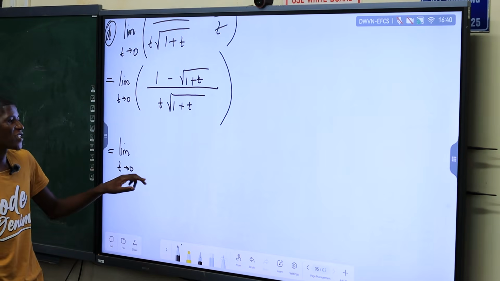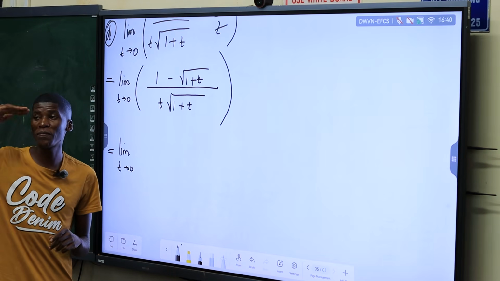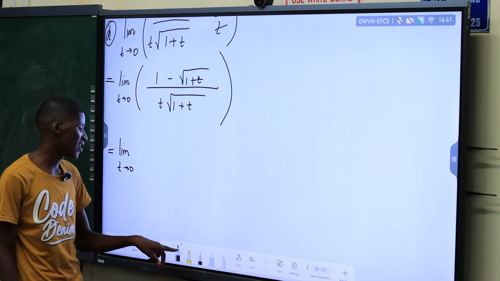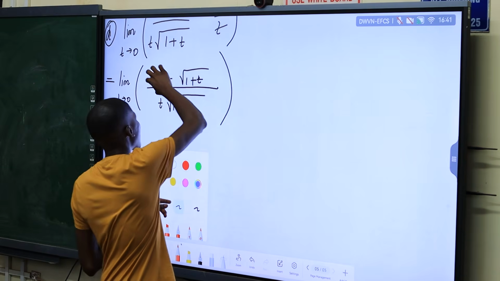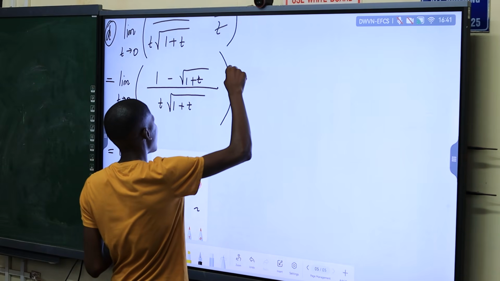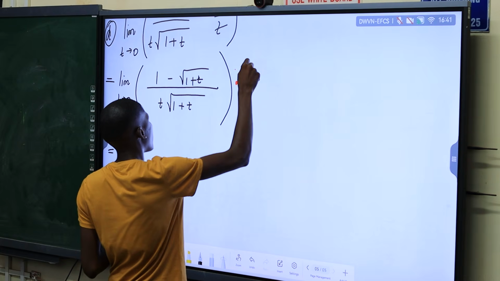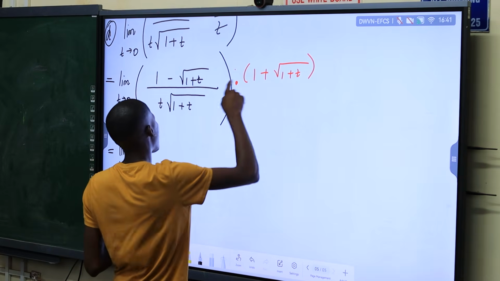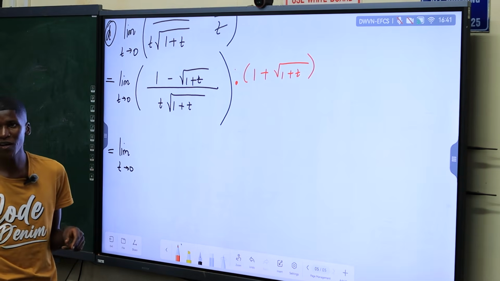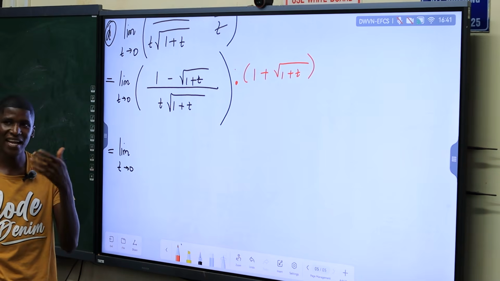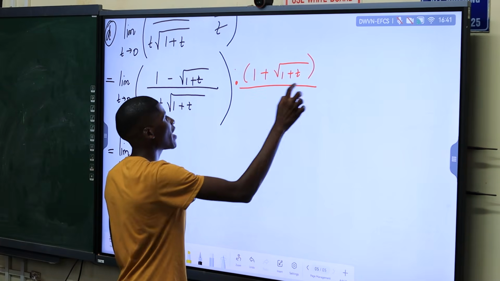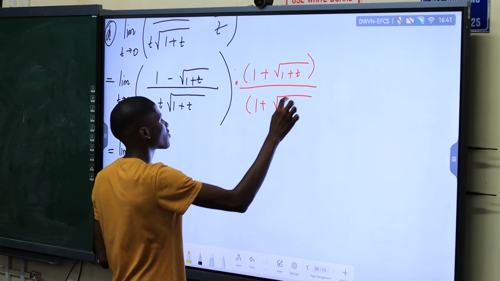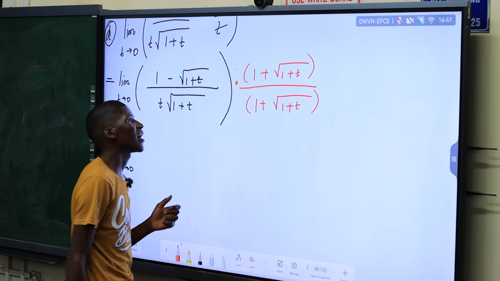For you to get rid of a square root, you rationalize. That means you multiply with the same thing on the numerator and the denominator. You multiply with the conjugate: 1 minus square root of 1 plus t over 1 plus square root of 1 plus t. You just change the sign of the square root so that it cancels. You multiply with the same thing on the denominator because your fraction must still be the same. Guys know how to rationalize.